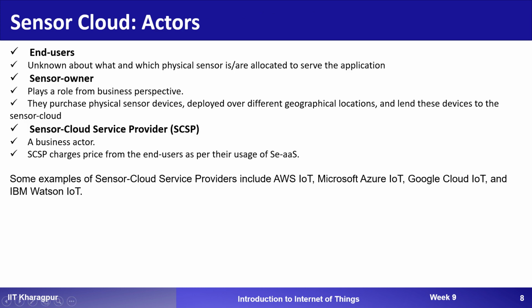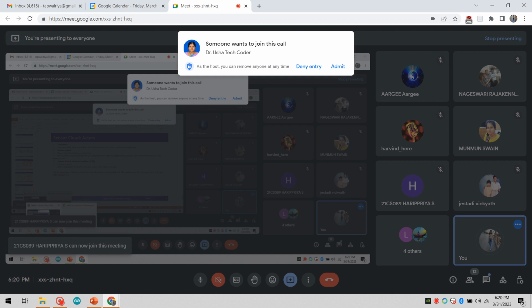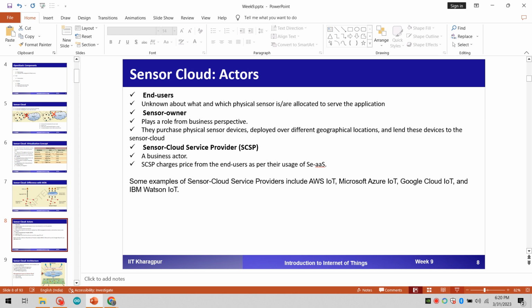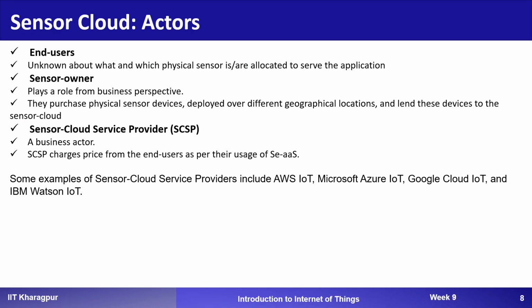Now the actors of sensor cloud. Actors means the various users of the sensor cloud. So first one is end users. End users are the users who are going to use the data which is sensed by the sensors. These users are unaware of which physical sensor is allocated to which particular application. So they don't know about the virtualization of sensors. They are just taking the data from the sensor network and utilizing that data for different applications.